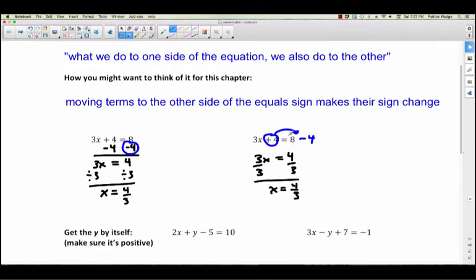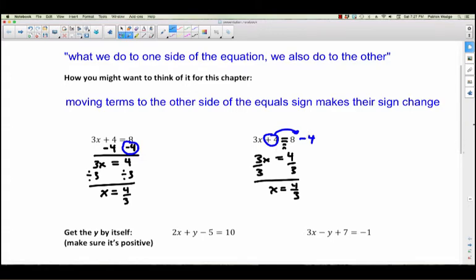Oh, one last thing. Some teachers, especially in elementary school, teach this: if you're going to move the plus 4 to the other side, the equal sign is like a bridge, and there's a mean little troll that lives under the bridge. He won't let you go over the bridge unless you give him something as payment. And what you have to give him is your sign. So this plus 4 gives up its sign and becomes a minus 4. Or a minus 4 moving over would give up its sign and become a plus 4. Right?